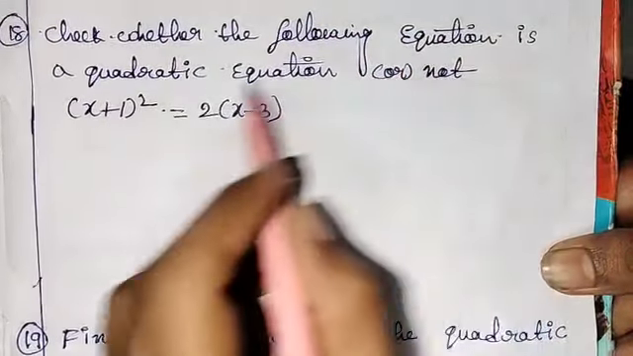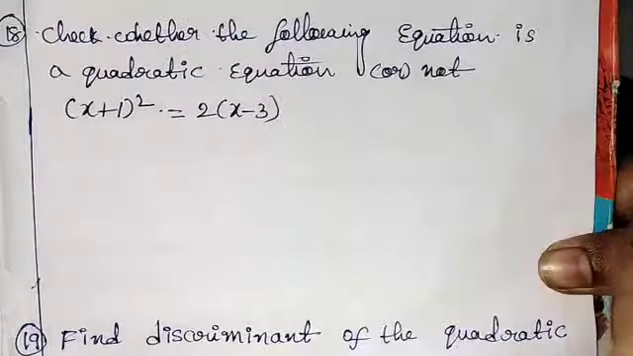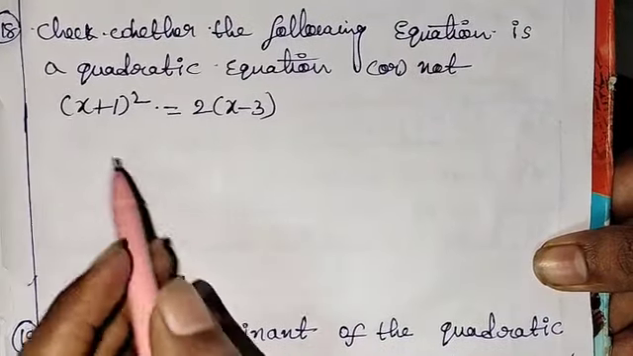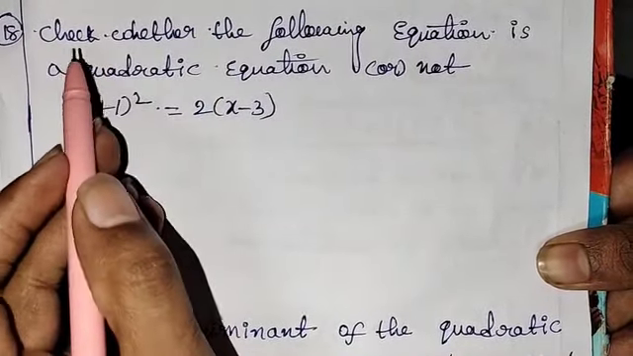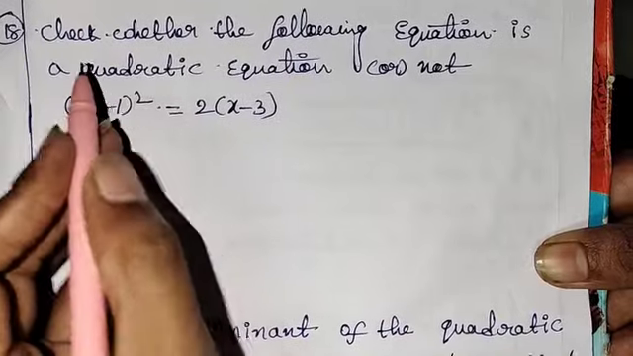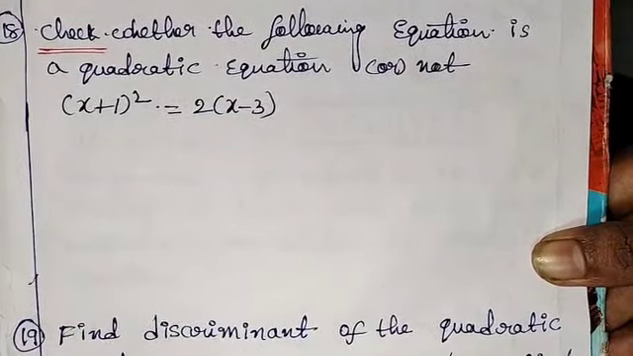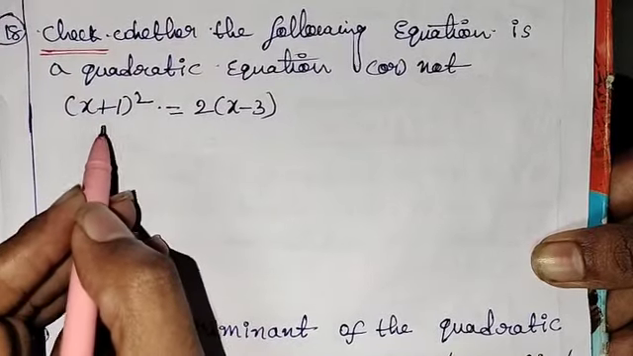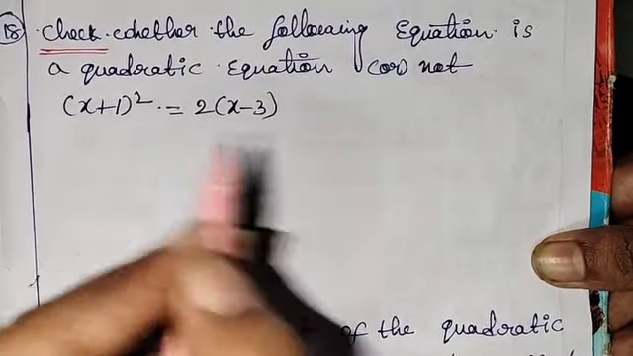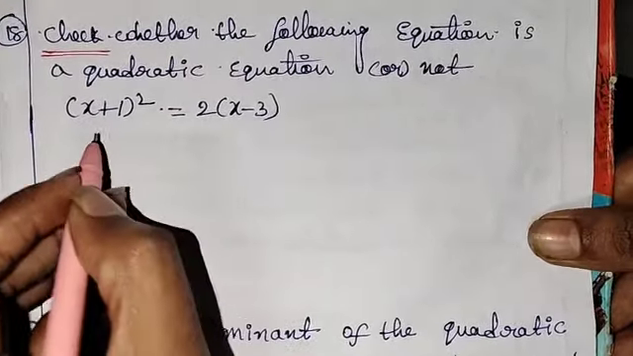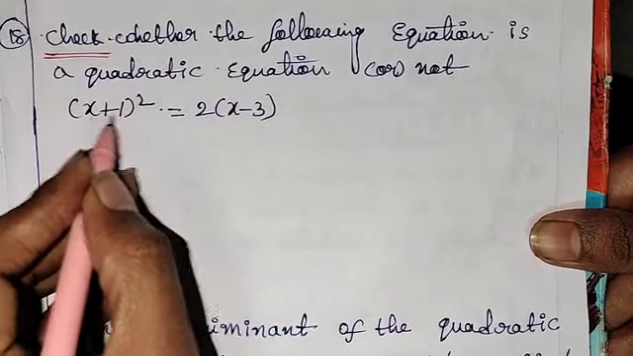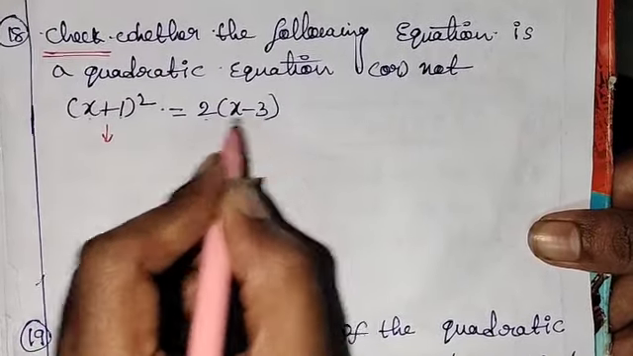Check whether the following equation is a quadratic equation or not. Okay. So to solve this kind of problem, while doing this kind of problems, we have to simplify the given equation. Okay, now see here, (x + 1) whole square is equal to 2 into (x - 3).